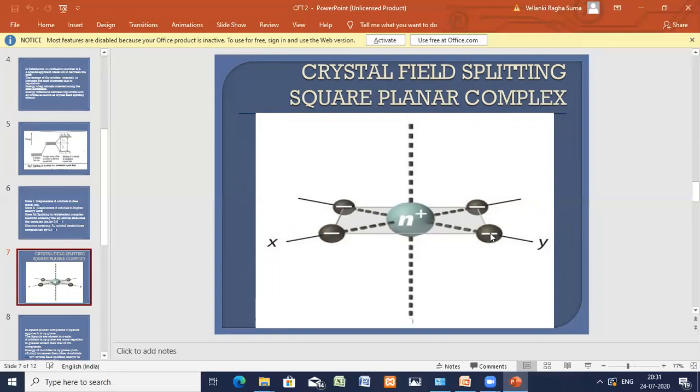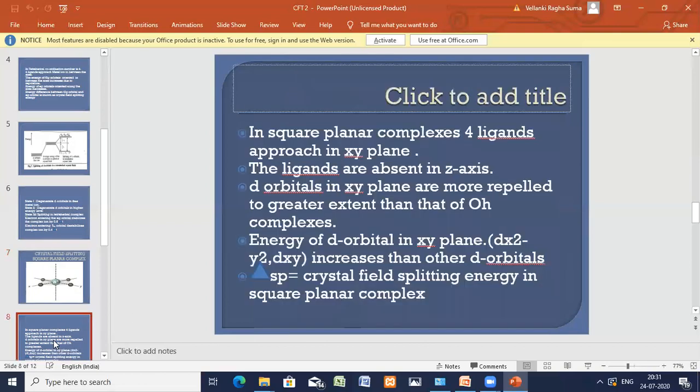Now, how is the splitting pattern? It is quite different to that of octahedral and it is quite different to that of tetrahedral. So it's a different case, square planar. Now we'll see how the splitting takes place. In the square planar complexes, you are having 4 ligands approaching in the xy plane. The diagram I've shown. The ligands are absent in the z-axis.